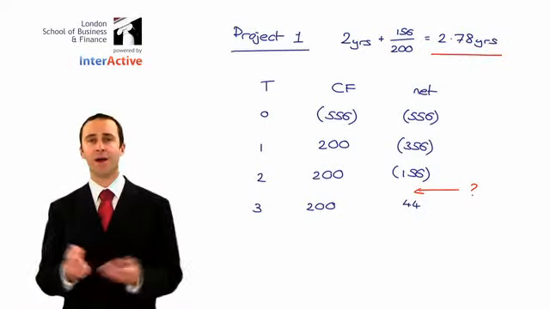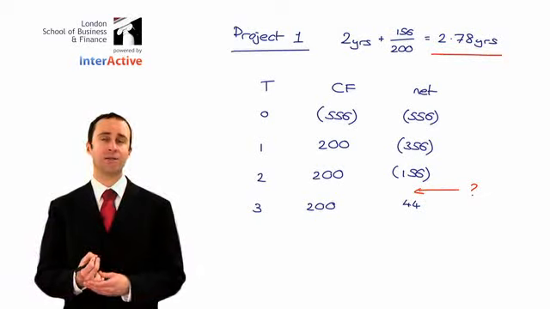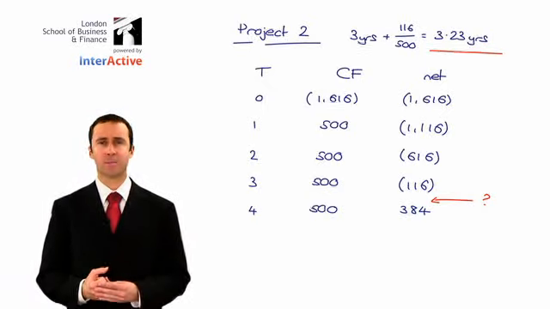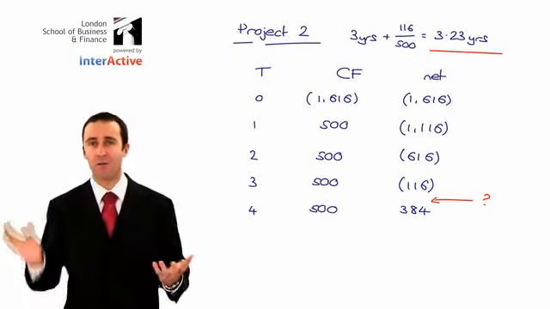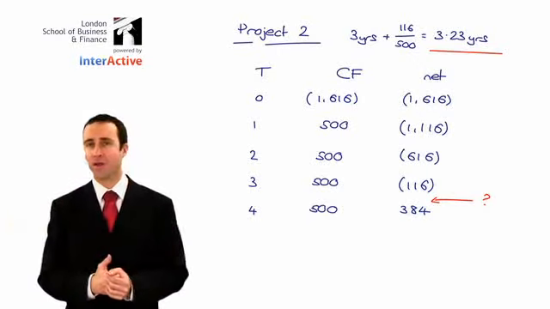Again, same as what we did before. Have a go, work it with project 2 and see how you get on. So, how did you get on? Do you get 3.23 years? If so, great, move on. If not, where did it go wrong?